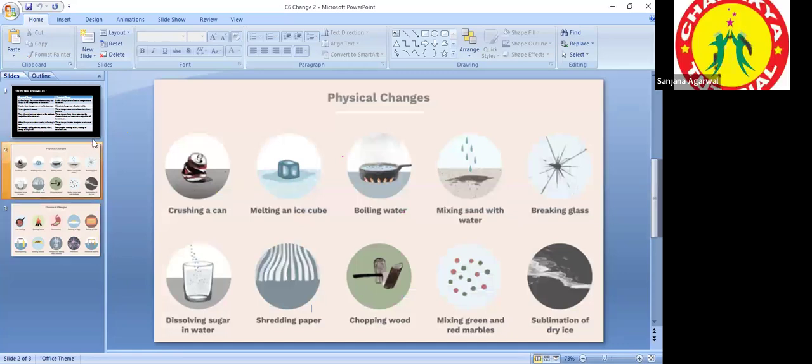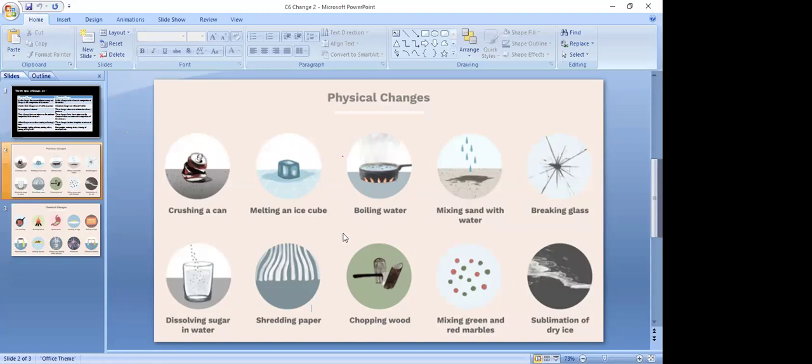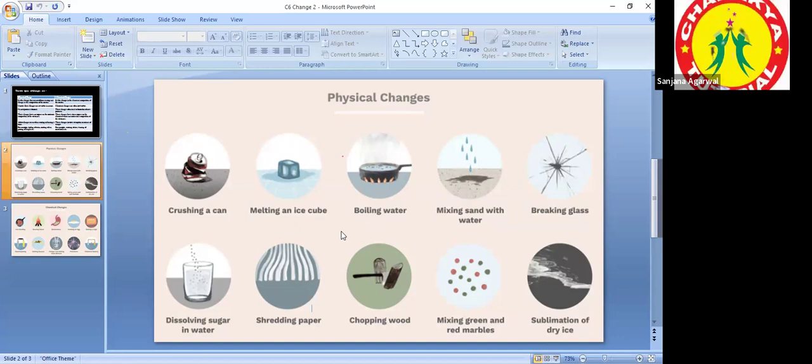Yeah, so have a look at the physical changes. Crushing of can, melting of ice cube. Please do note whether there is any change in chemical composition. Are all these reversible or any changes reversible as well? Boiling of water, mixing sand with water, breaking of glass, dissolving sugar in water, shredding of paper, chopping of wood, mixing different colored marbles, and sublimation of ice. Clear? Yes, ma'am. Would you like to note some new examples? Yes, ma'am.